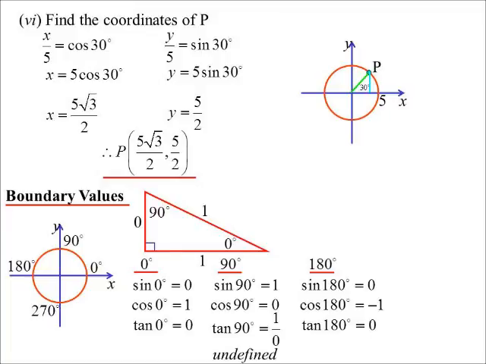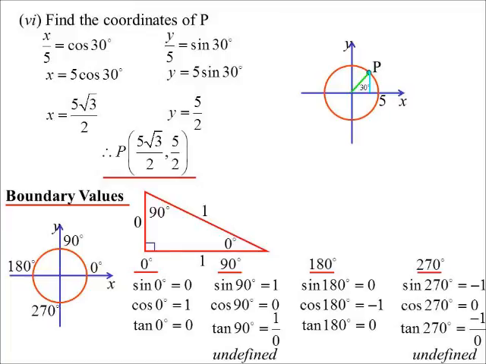And then I can do a similar thing for 270. We end up with negative 1, 0. Well, negative undefined. Well, it's still undefined. And 360, of course, you're back at 0.